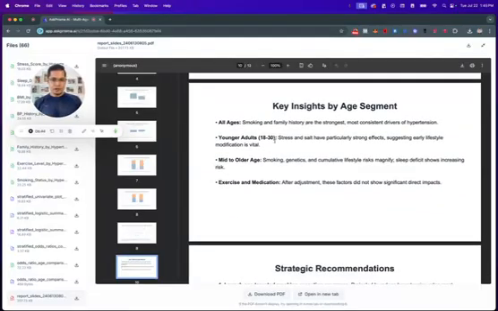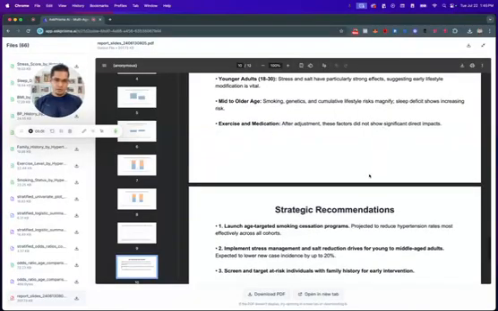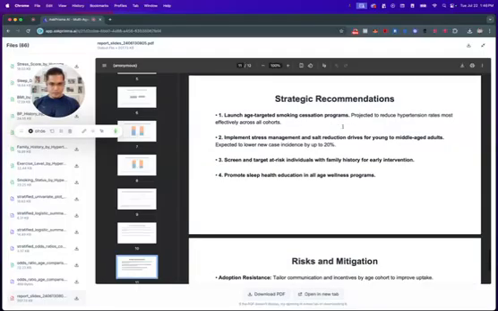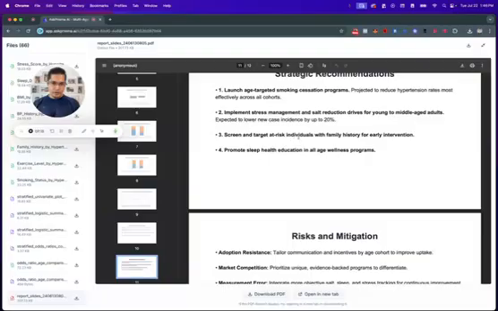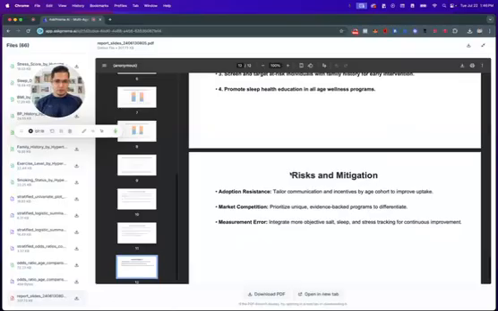Smoking and family history are strongest. Stress and salt have particularly strong effects, suggesting early lifestyle modification is still vital. Mid-age smoking, genetics, and cumulative lifestyle risk magnify, and sleep deficit shows increasing risk. Exercise and meditation, after adjustment, did not show significant and direct impacts, which is again from a statistical perspective. The recommendations: launch age-related smoking cessation programs, implement stress management and salt reduction drives, screen and target at-risk individuals with family history, and promote sleep health education in all wellness groups.